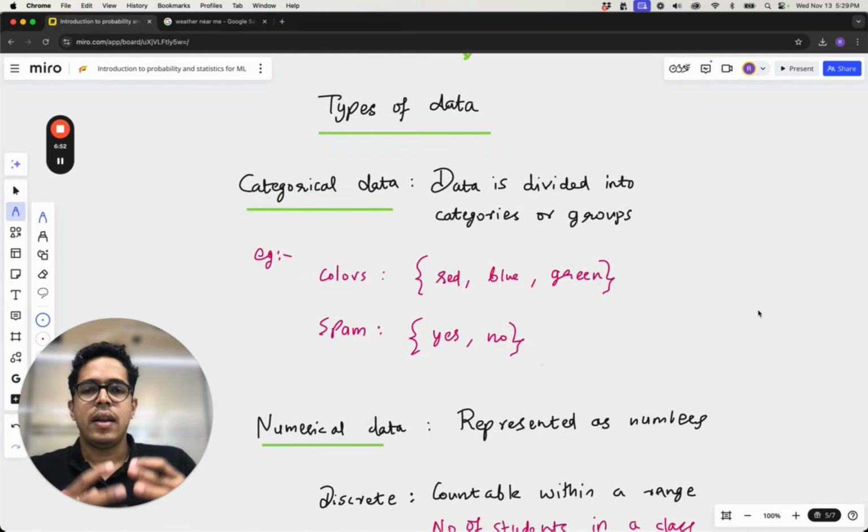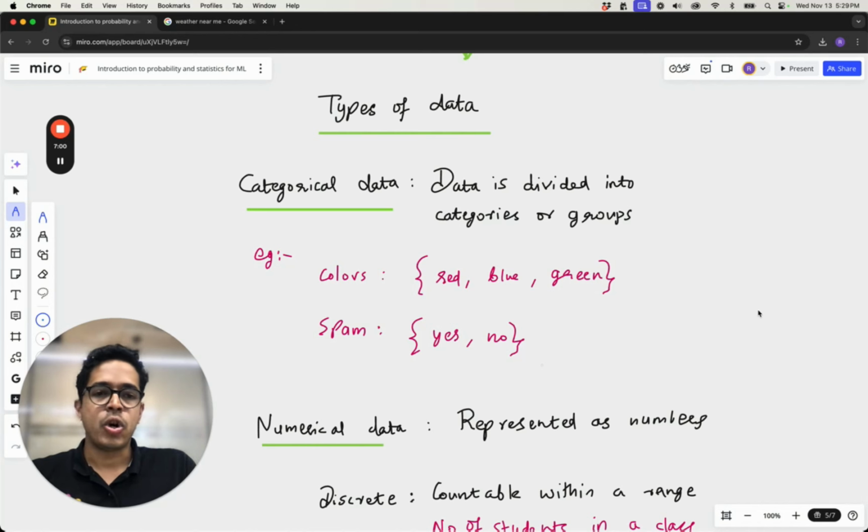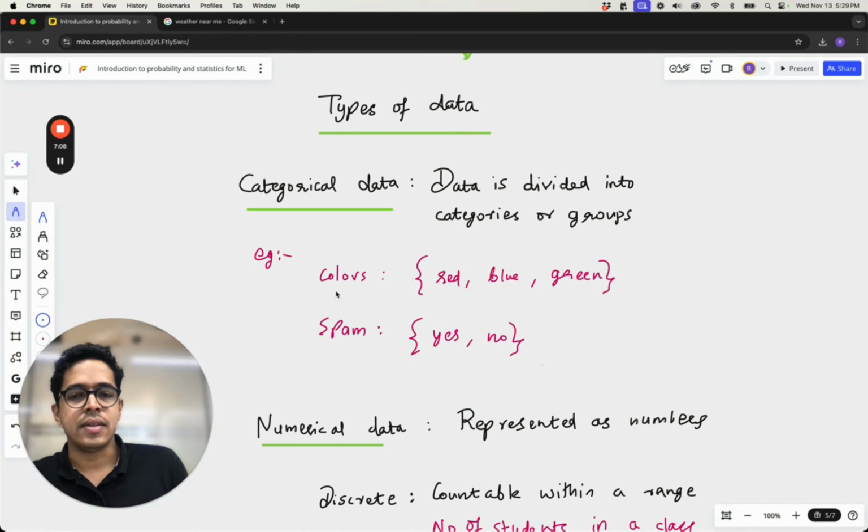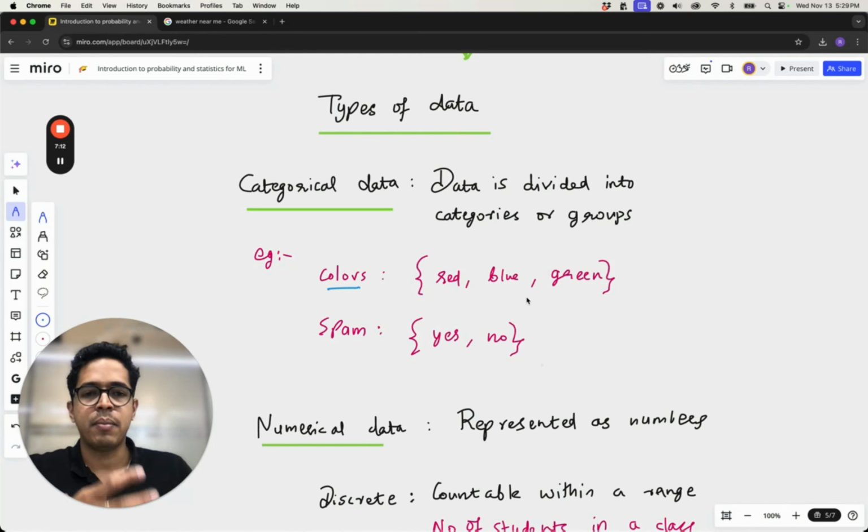Now, let's look at some types of data. The data that we will be dealing with in machine learning can be categorical data, non-categorical data, or numerical data. An example of categorical data is colors. There are only a certain number of colors described by English words, right? Red, blue, green, yellow, etc. So they are in categories.